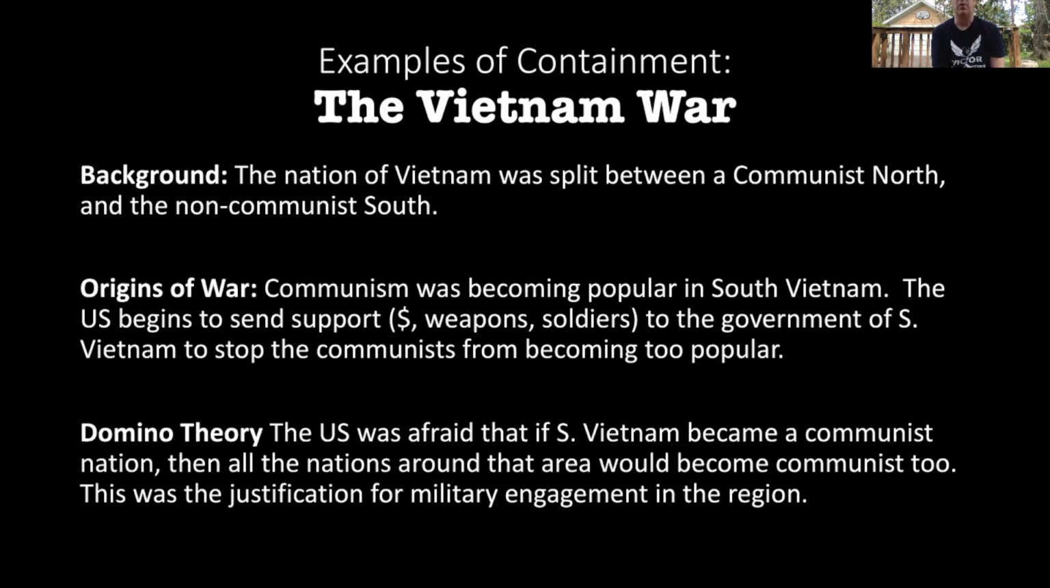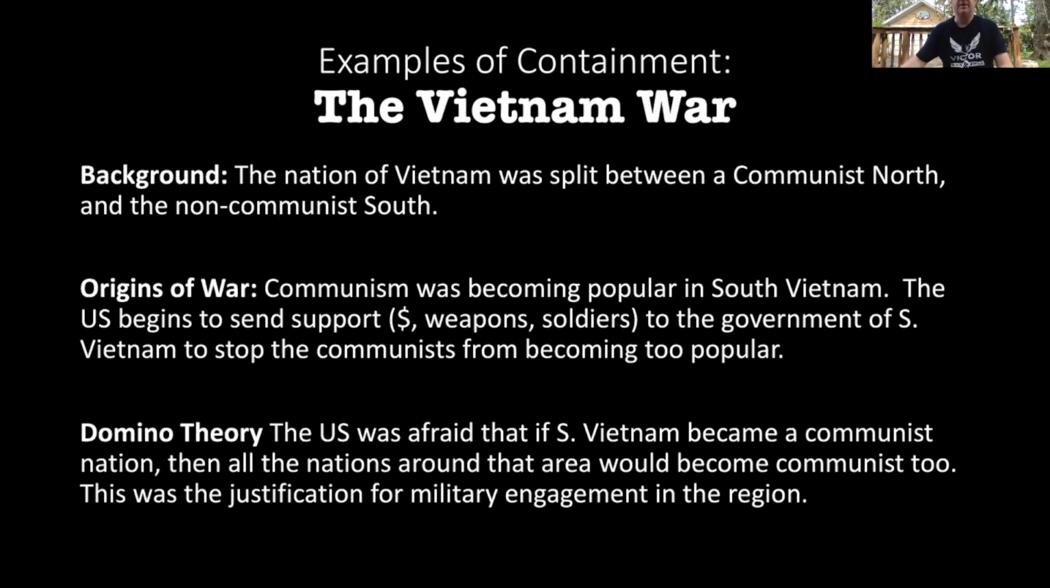Okay, so why do we do this? Why do we give them the support and that eventually leads us to war? Well, we called it the domino theory. And that was basically the idea that, okay, if South Vietnam becomes communist, Thailand is going to become communist and all the countries in that region. If you ever line up a line of dominoes and you push over the first one and the next one falls and the next one falls, well, that's what we were afraid of.